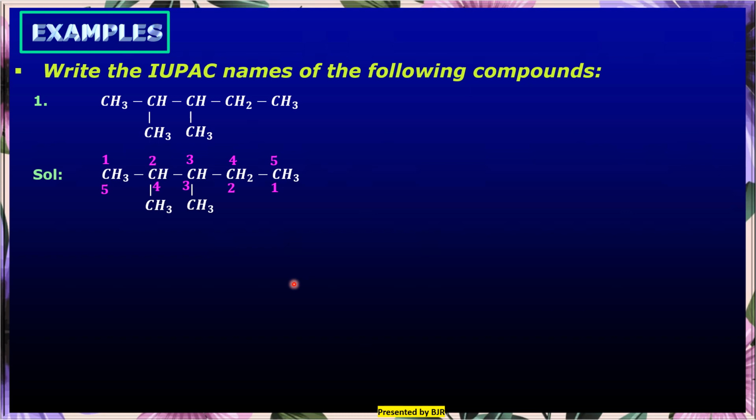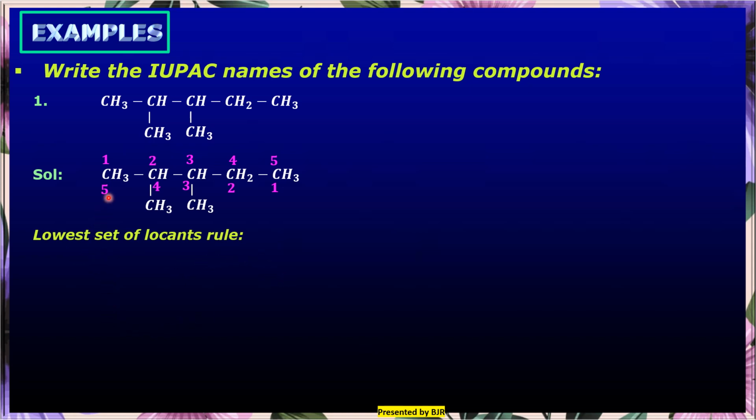One is the lowest set of locants rule and another one is the lowest sum rule. Let us verify which one is correct. By using both rules, I am going to explain it. First, I am using the lowest set of locants rule here.